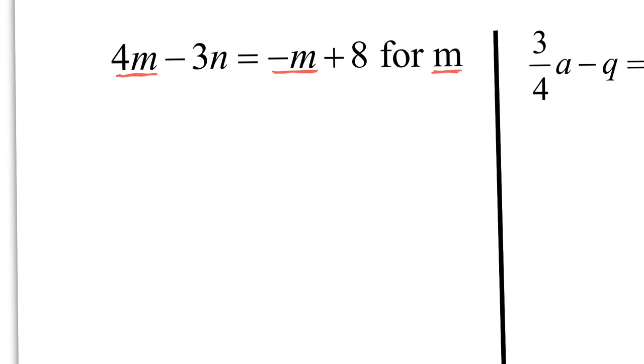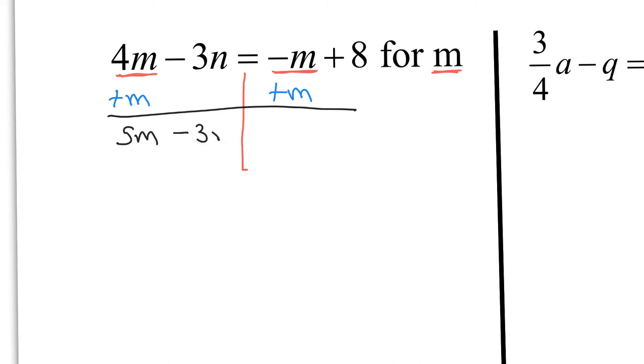So first of all, the variable that we want to get by itself, we need to get it on the same side. So I am going to get the m's on one side. I'm going to add m. I'm going to do the opposite of minus m here, and I'm going to add m on this side. So when I do that, I'm going to get 5m right here, 4m plus 1m. Bring down the minus 3n. The other side, the m's cancel, and we have an 8.